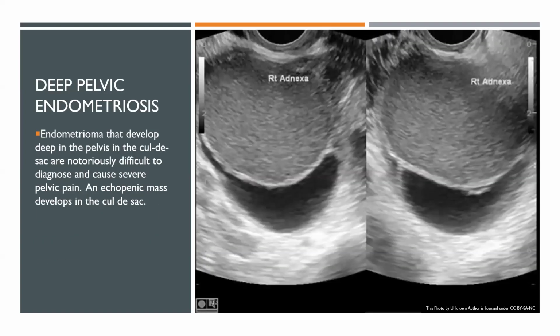You can also have deep pelvic endometriosis, which is very difficult for us to diagnose unless we see a large homogeneous mass like this endometrioma. We will definitely want to make sure that we are looking in the cul-de-sac and looking for masses, not only on the ovary, but in the adnexa and in the posterior cul-de-sac.